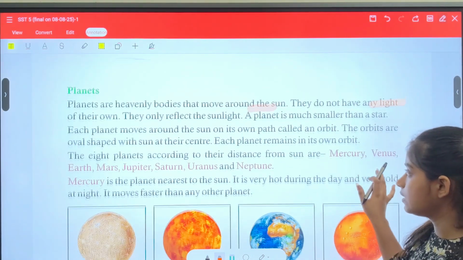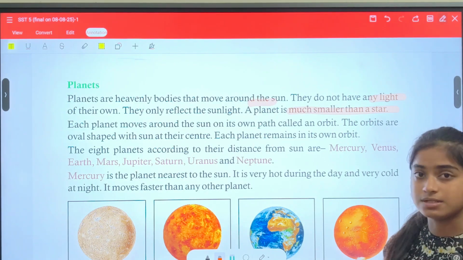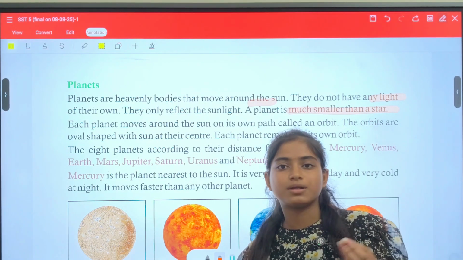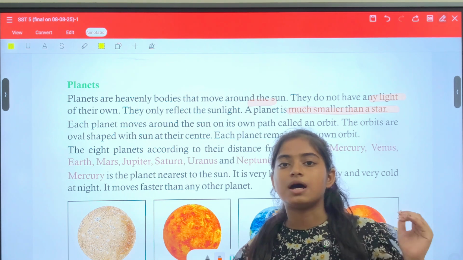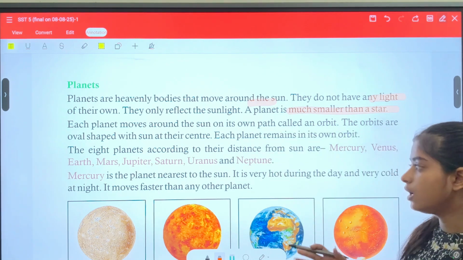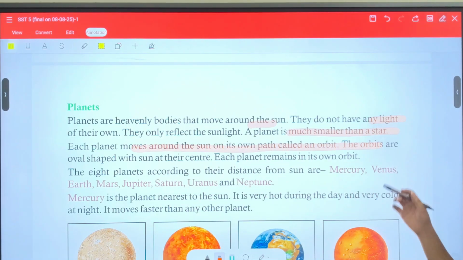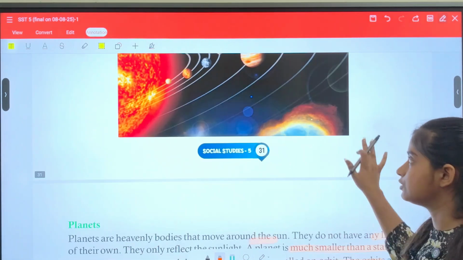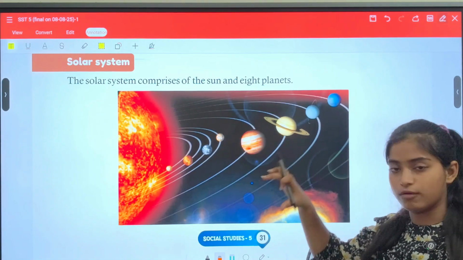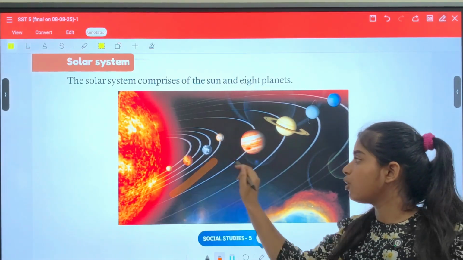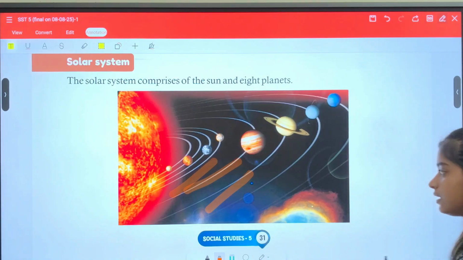Clear? Now planets are much smaller than a star. But stars look much smaller than planets because stars are very far as compared to planets, from the earth. Now each planet around the sun has its own path, which we call orbit. That means through the image we can see that these planets are revolving around a particular path, and we call these paths orbits. Clear?